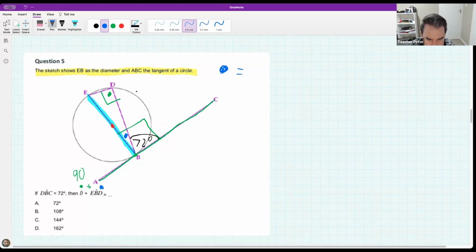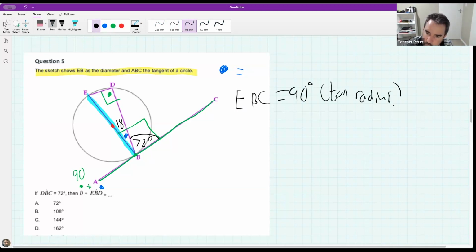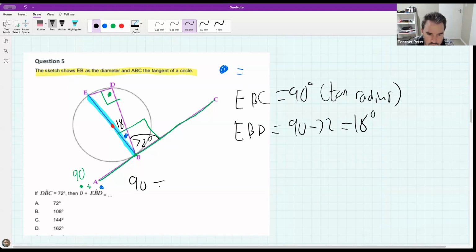Stephen and Sange and Silikane, I agree with you. And the reason I agree with you is you know that angle EBC is 90 by the tan radius theorem. Therefore, the blue dot or angle EBD must just be 90 minus 72, which is 18. So then I've got 90 plus 18, which is 108. And the correct option would be B.